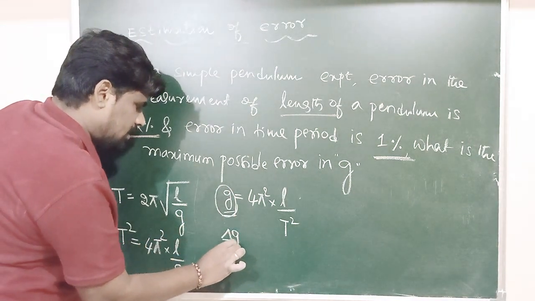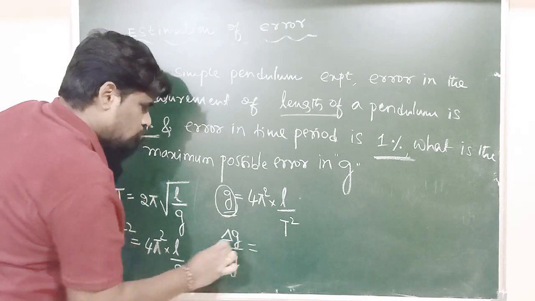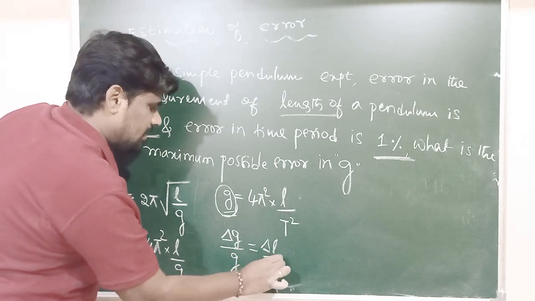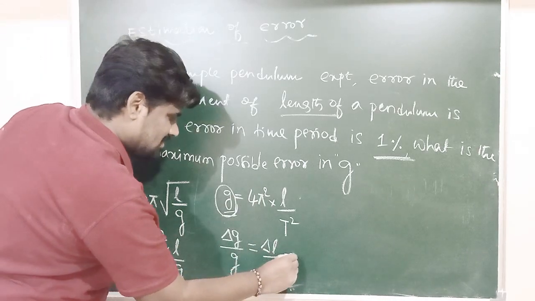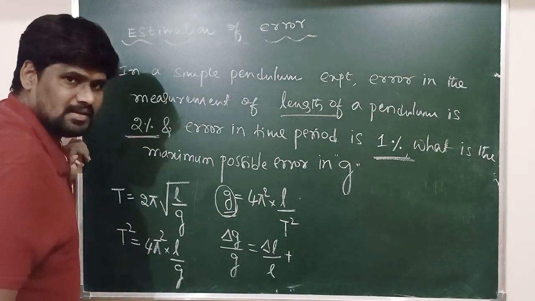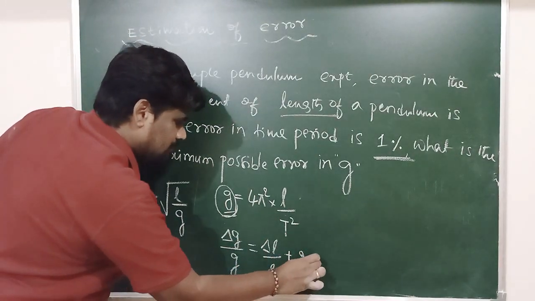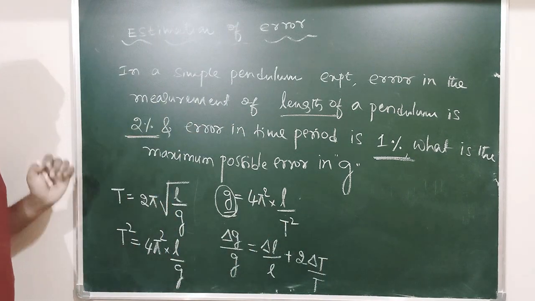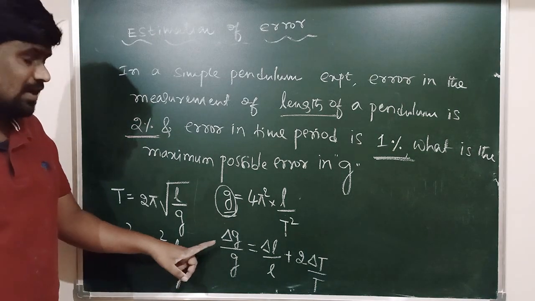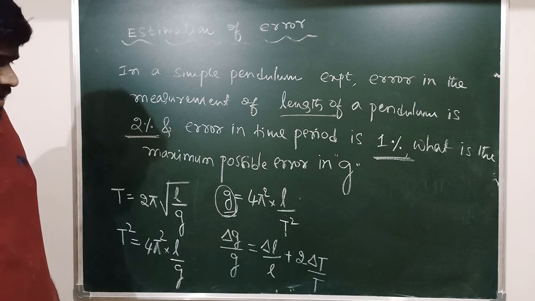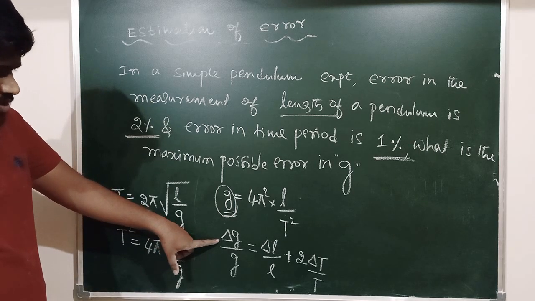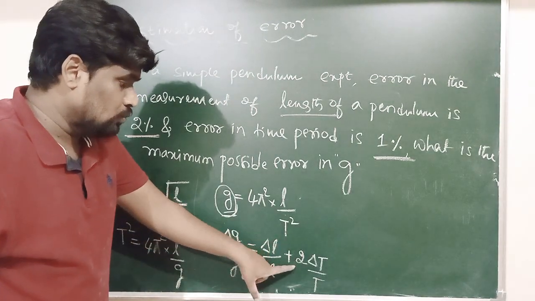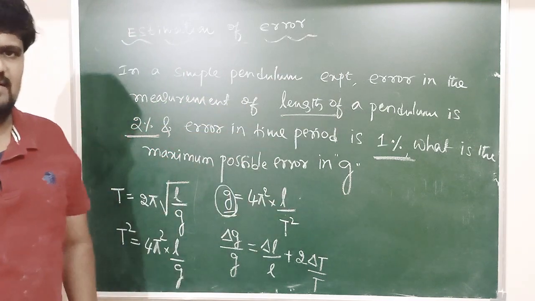As per the rule, delta g by g should be equal to, 4 pi square is a constant, leave it, delta L by L plus, it is T square, therefore 2 times delta T by T. So this is the formula. This is called the relative error. The percentage of error in g should be equal to the percentage of error in L plus 2 times the percentage error in T.